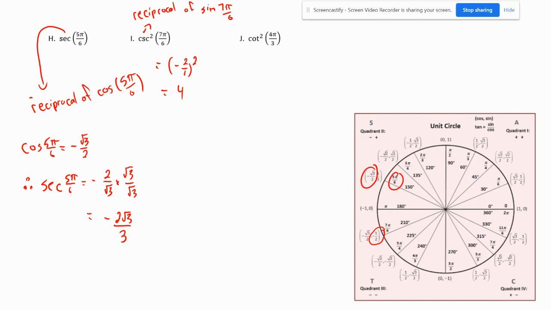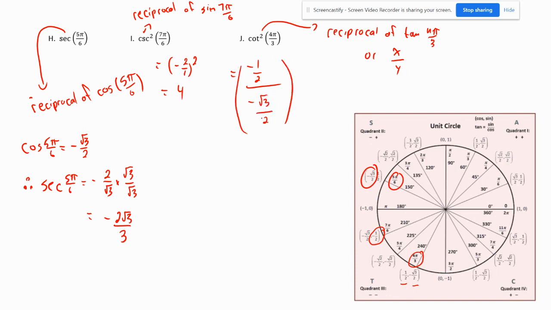We have cotangent of 4 pi over 3, and cotangent is the reciprocal of tan, or it's x over y. Okay, so 4 pi over 3 is this guy right here. If I go x over y, it's going to be this divided by this. The x coordinate divided by the y coordinate. So we get negative 1/2 over negative root 3 over 2. And we're going to square this.